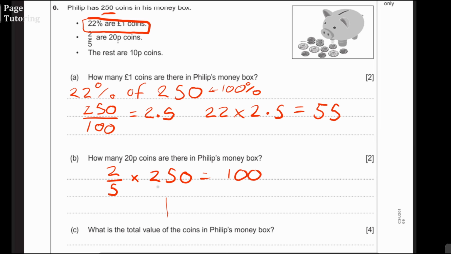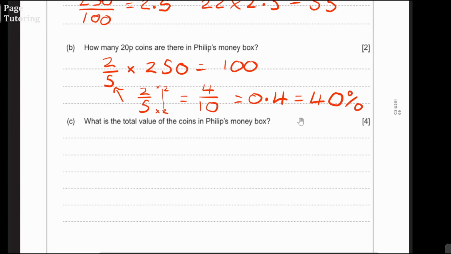If you weren't too sure how to plug that into your calculator or how to do this, you could always convert this into decimals if your brain works better like that. So 2 over 5, you could times the top and bottom by 2. So that would be equal to 4 over 10. 4 over 10, that's just 0.4. And then you could just do 0.4 times your 250, or you know that's 0.4, that's equal to 40%. Just however your brain works better. Do you prefer fractions, decimals, or percentages? It's very easy to switch between.